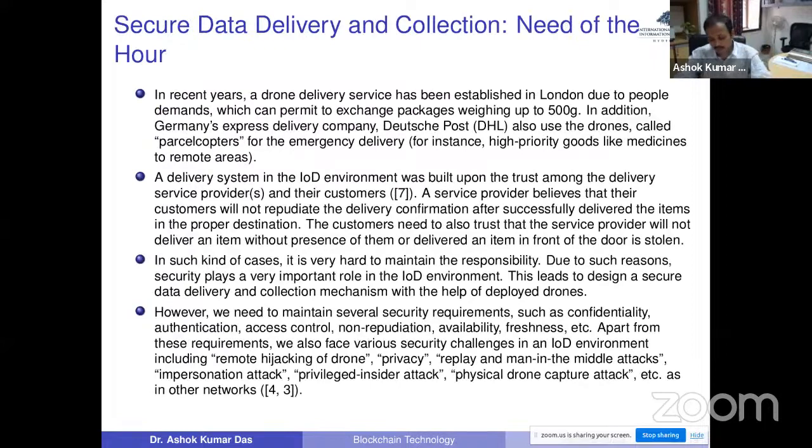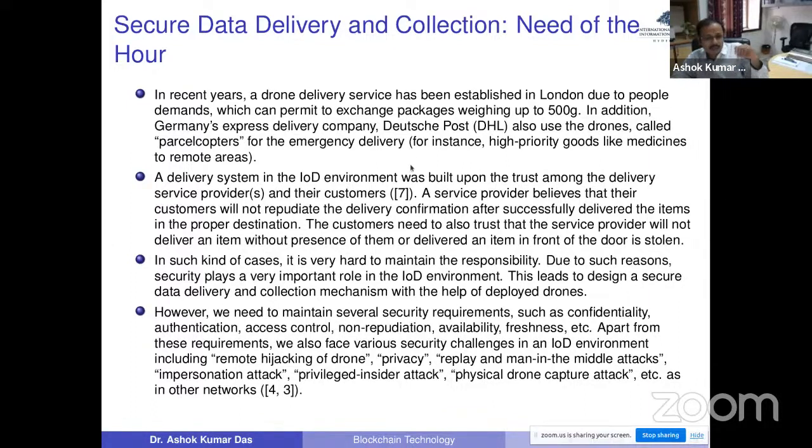So now there is a question: what is the need of the hour for secure data delivery and collection mechanisms? In recent years, drone delivery systems are not new. It has been there for a long time in London, where people are permitted to exchange packages weighing up to 500 grams. Also, the company DHL uses drones to deliver emergency items, for example medicines, to remote areas.